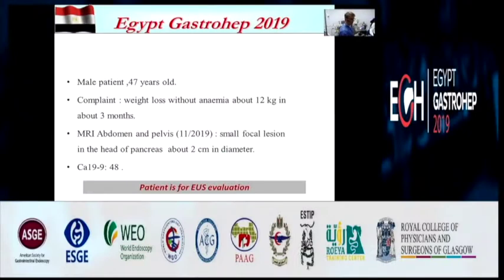And now we'll go to another case of a male patient, 47 years old. He complains of weight loss without anemia, about 12 kilograms in about 3 months. MRI abdomen and pelvis in November 2019 shows a small focal lesion in the head of the pancreas, about 2 centimeters in diameter. CA 19.9 is 48. The patient is for EUS evaluation.